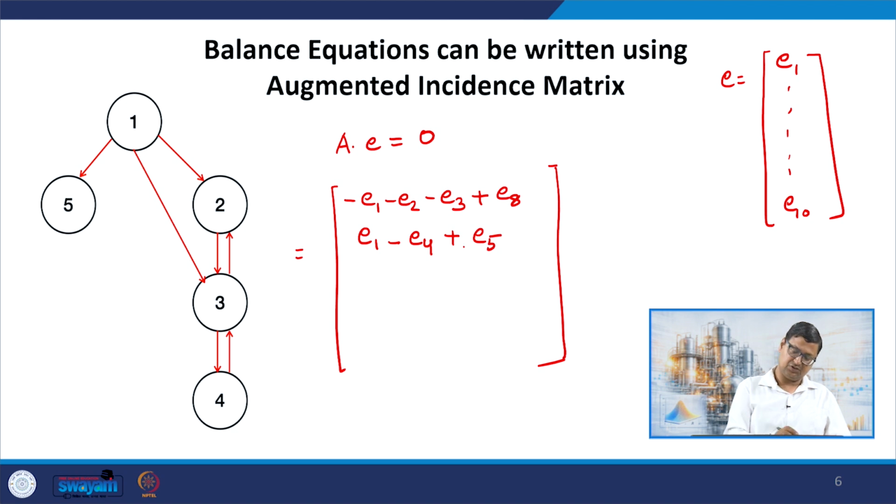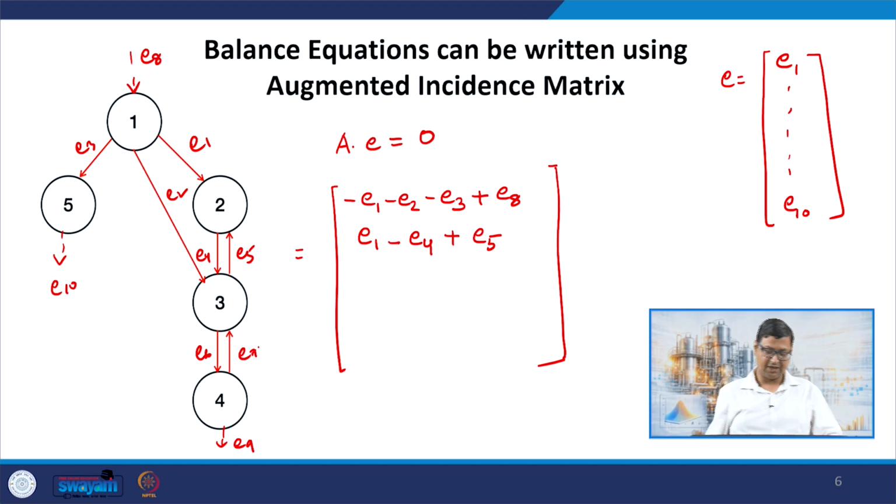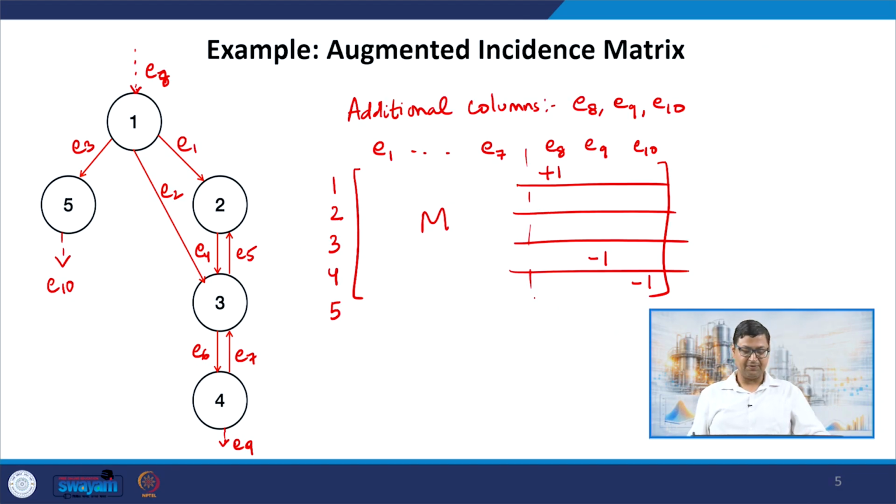Let me again also label the edges here. So we have E8, E9, E10, E1, E2, E3, E4, E5, E6, and E7. And then there is no interface at 2, right?